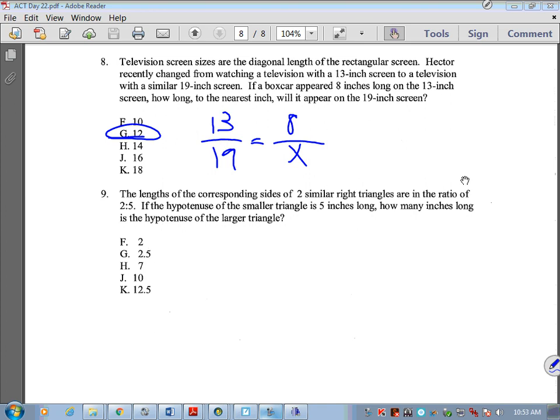All right, what about 9? Nobody? Nothing? We're done? Great.